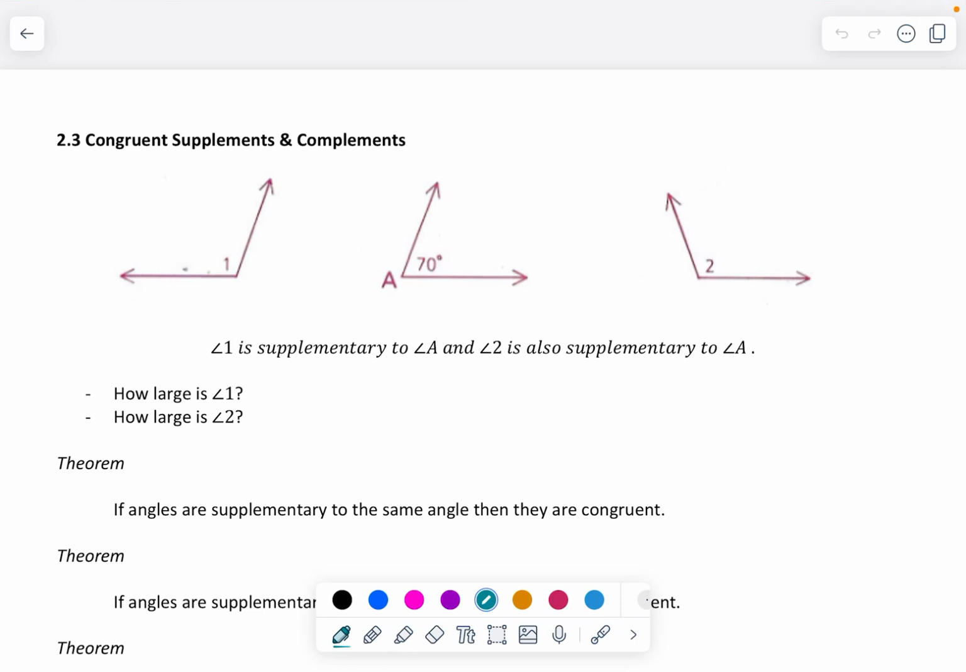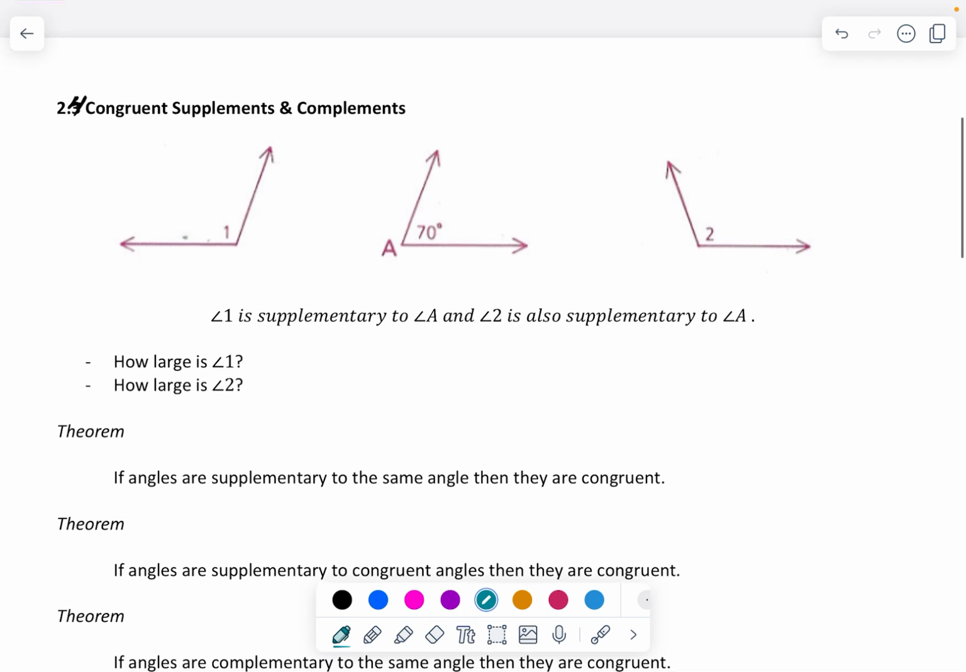Oops. All right. First of all, this should say 2.4. There we go. Fix that. So today we're talking about congruent supplements and complements.